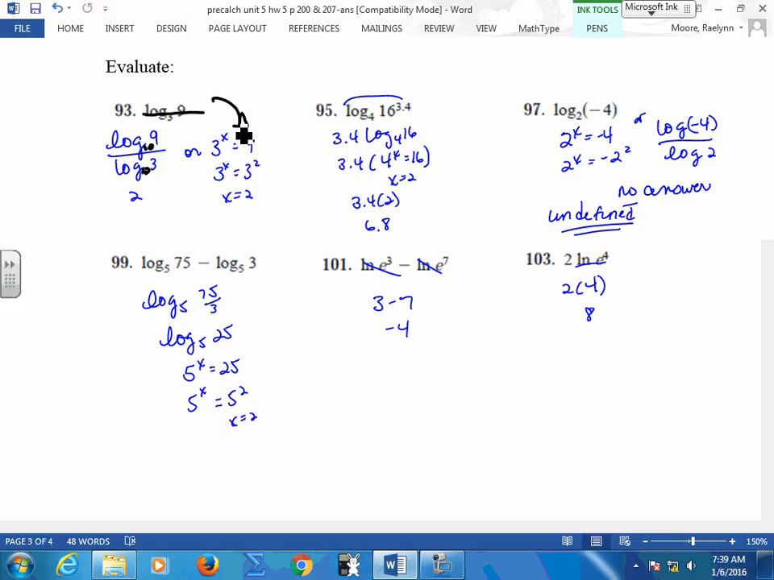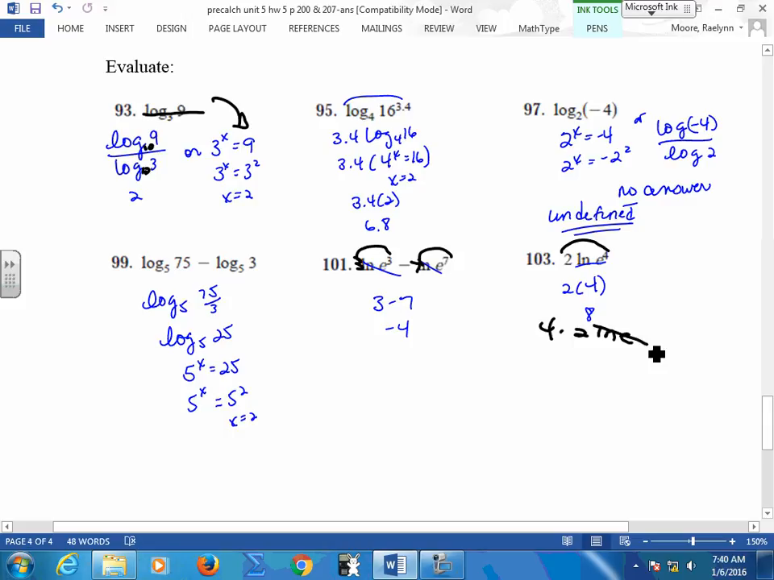Okay, the ln e's. What happens here is your exponents come down. So you simply have 3 minus 7. There's your property: the ln e cancels itself out. Again, your exponent comes down here. You're going to multiply 4 times 2. And the ln e is gone.